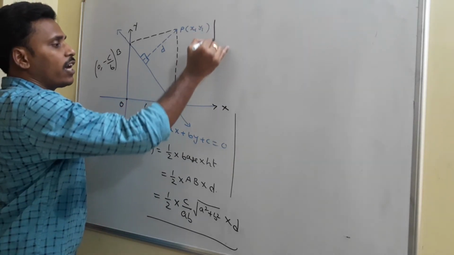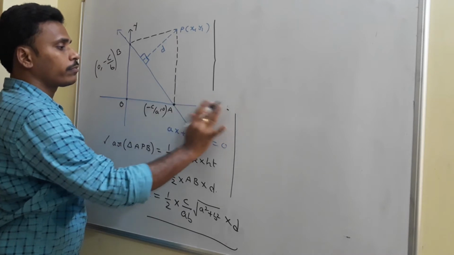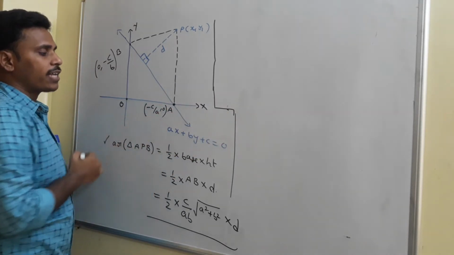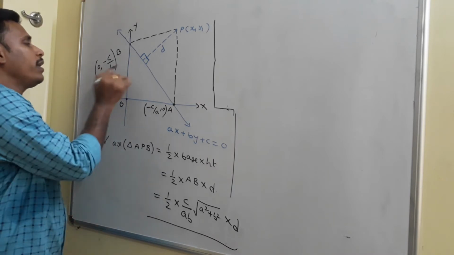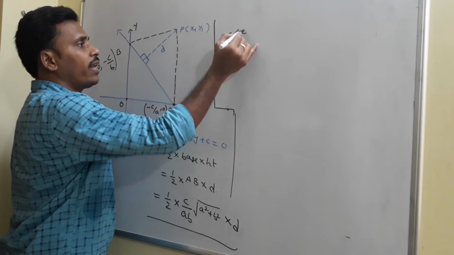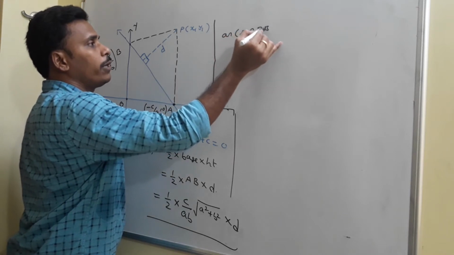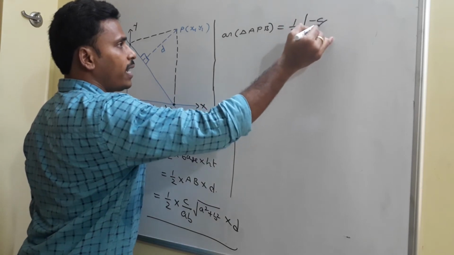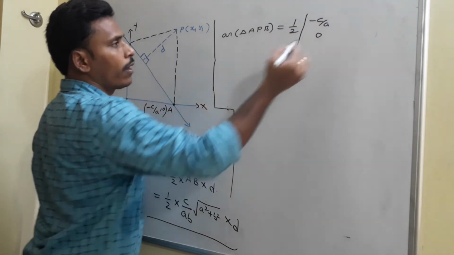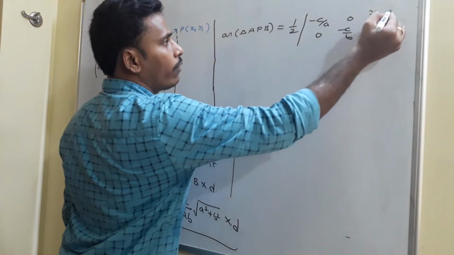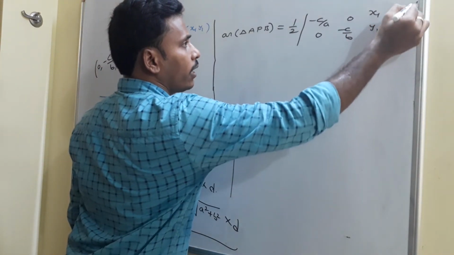You can find the area using the 3 points formula, right? I have point A as (-c/a, 0), B as (0, -c/b), and P as (x1, y1). Then the area of triangle APB can be calculated using half modulus of the determinant: -c/a, 0, then 0, -c/b, then x1, y1, and afterwards -c/a, 0.